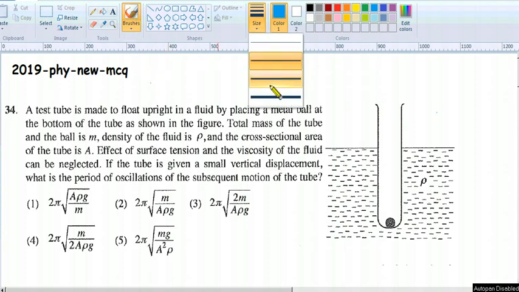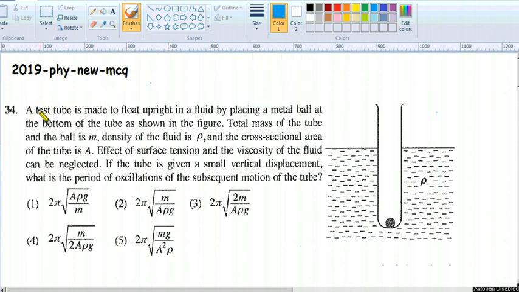Today I am going to discuss MCQ question number 34 of the 2019 Physics New Syllabus paper.